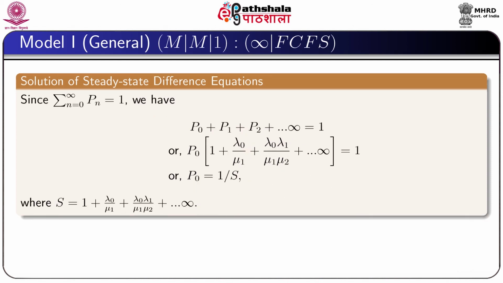Now, since the summation n equal to 0 to infinity of p n equal to 1, we have p 0 plus p 1 plus p 2 plus dot dot dot, which is equal to 1. And if we put the values of p 1, p 2, etc., then we can find the value of p 0 as p 0 equal to 1 by S, where S is the sum of the series 1 plus lambda 0 by mu 1 plus lambda 0 lambda 1 by mu 1 mu 2 plus dot dot dot.